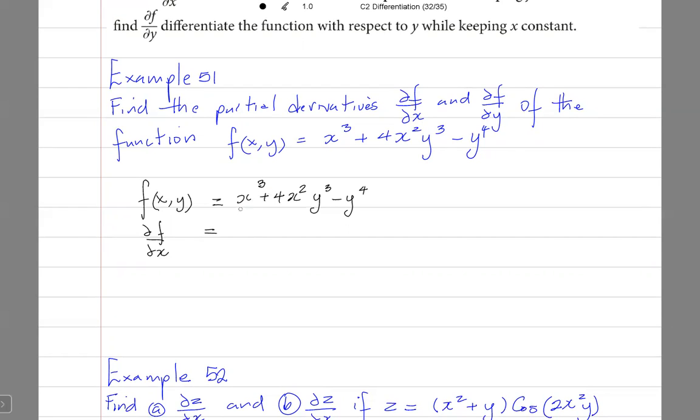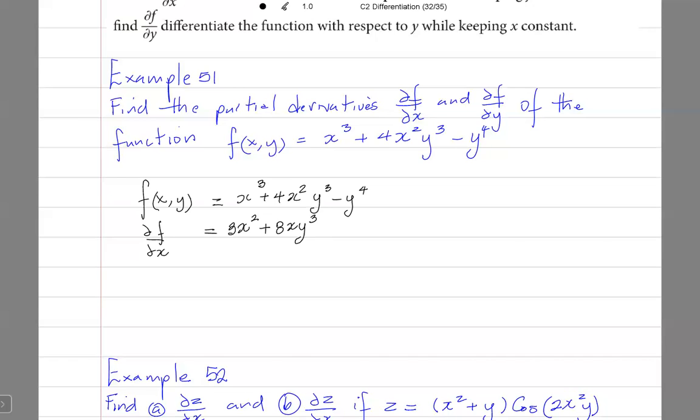Differentiating x cubed with respect to x, you're going to get 3x squared. Now, if I differentiate 4x squared y cubed, treating y as a constant, with respect to x, I'm going to get 8x y cubed. I'm going to treat the y cubed as if it is a constant, so I'm going to get 8x y cubed.